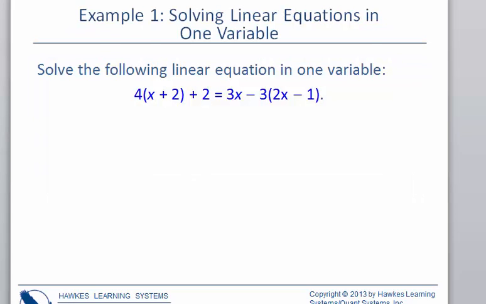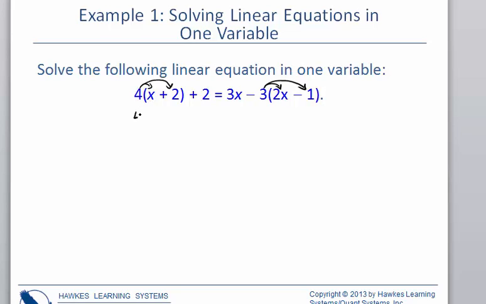Our first example asks us to solve the following linear equation in one variable. Our equation states 4 times the quantity x plus 2 is equal to 3x minus 3 times the quantity 2x minus 1. Our first step is to use our distributive property to clear our parentheses. So in doing that, we will take this 4 and distribute through the x plus 2 parenthesis, and we will take this 3 and distribute through the 2x minus 1 parenthesis.